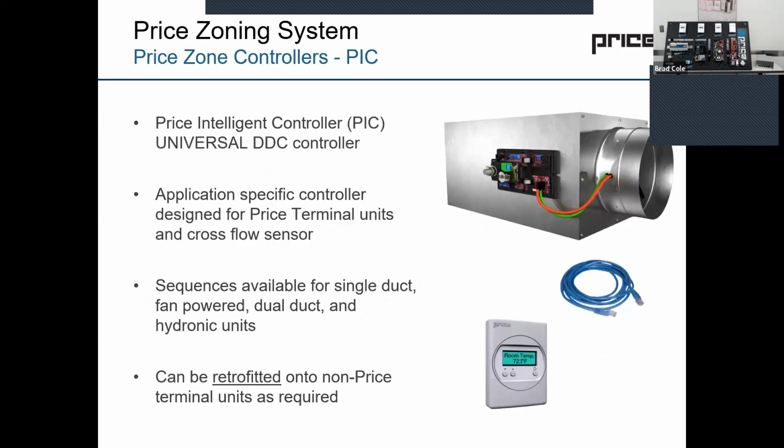Okay, so at Price, we say it's a universal controller because it can be mounted to any one of the terminal units that we have here at Price. But also, these controllers can be retrofitted for older boxes where maybe the box hasn't failed, but the controller probably has. So if you've got some old Trane controllers out there, old analog controllers that have failed, you can retrofit a Price controller onto that damper shaft to control the box.